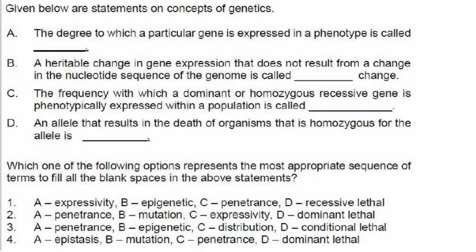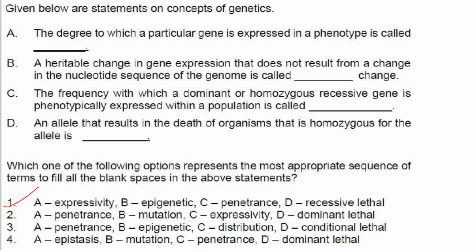Then given below are statements on concepts of genetics. Which of the following options represent the most appropriate sequence of terms to fill in the blanks in the above statements? The degree to which a particular gene is expressed in a phenotype is called expressivity. That is there only in option 1. So option 1 is your answer.